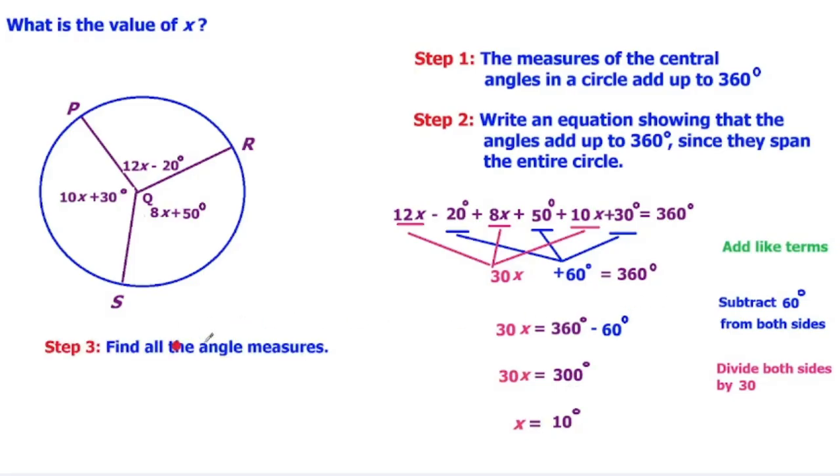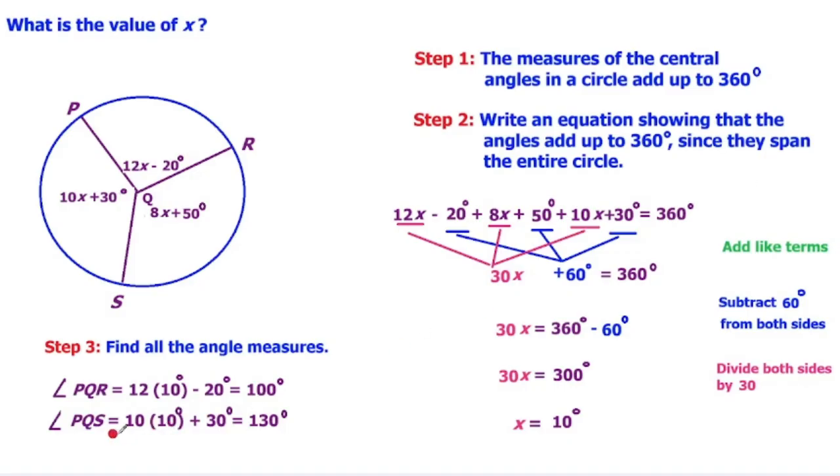Now we can find all the angle measures. So angle PQR equals 12x minus 20, and x is 10, so 12 times 10 minus 20 equals 100. And we could find the other angles the same way.